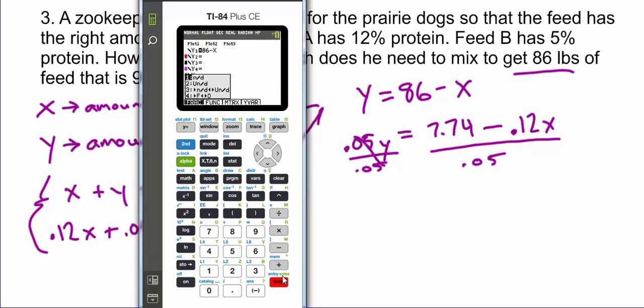I'm going to go ahead and use that fraction key. Why not? It's available. So that's at F1, excuse me. And I'm going to type it in, 7.74 minus 0.12x divided by 0.05. We're really going to have to think about the window just a bit here.